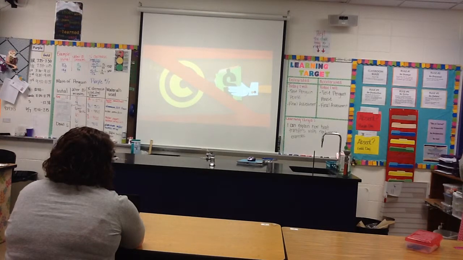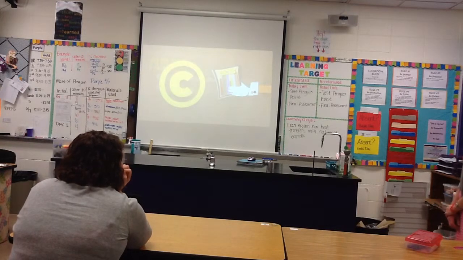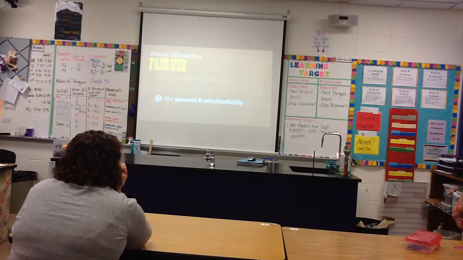Even in an educational setting, if it transforms the original, such as analyzing or criticizing the work rather than just copying it, it is more likely to be a fair use. Next is the nature of the copyrighted work. For instance, the use of a purely factual work is more likely to be fair use than the use of a creative work. Third, the more of the work that is used, the less likely it is to be a fair use. Even a small portion may be too much if what is used is the heart of the work.